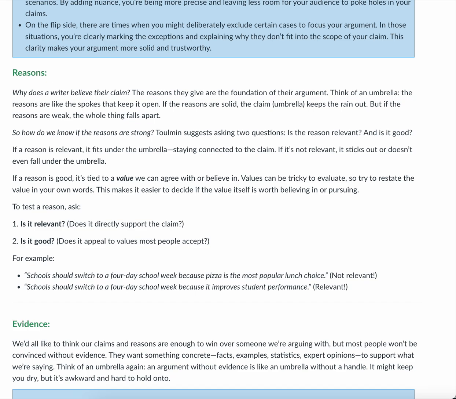Next, we have our reasons. Reasons explain why the claim is valid. Think of it as an umbrella. Reasons are like the spokes that keep it open, and if the reasons are weak, the whole argument will collapse. To test a reason, ask yourself, one, is it relevant? Does it directly support the claim? Two, is it good? Does it appeal to values most people accept? For example, schools should switch to a 4-day school week because pizza is the most popular lunch choice. That's not relevant per se. Our next example, schools should switch to a 4-day school week because it improves student performance. Now that is relevant. So we want to ensure that our reasons are relevant.